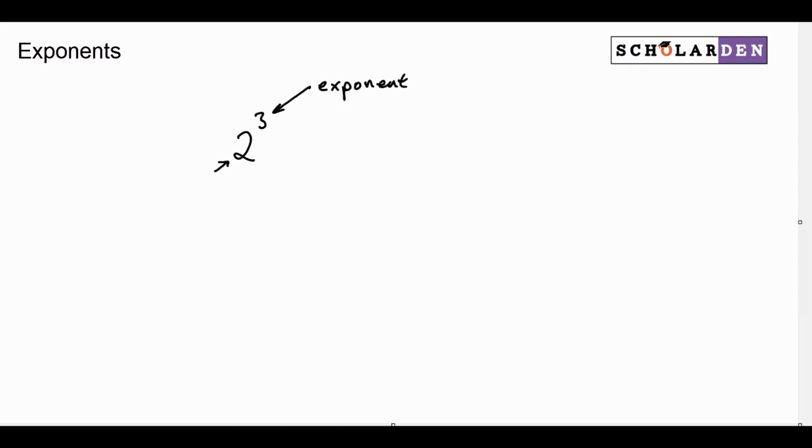And we call this the base. And the exponent is telling you how many times to multiply the base by itself. So this is saying multiply the base 2 3 times: 2 times 2 times 2. So exponents are really a way of showing multiplication. So 2 times 2 times 2 is 8.